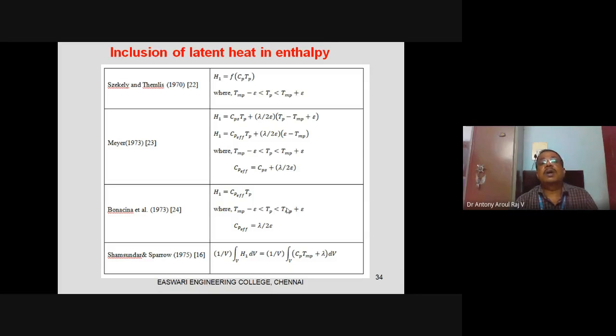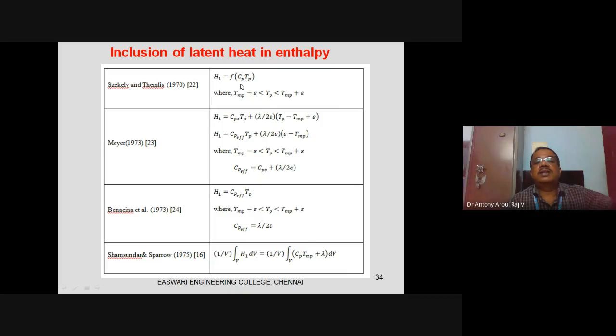Okay, so this is how the simulation is being carried out. Now, how can these values, the latent heat, be included in enthalpy? That is the main thing we are worried about. How the latent heat can be included in enthalpy, that we have to see. Various scientists have given various formulae for including this latent heat, so mostly it goes with this.